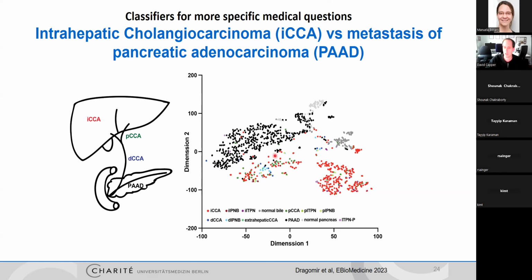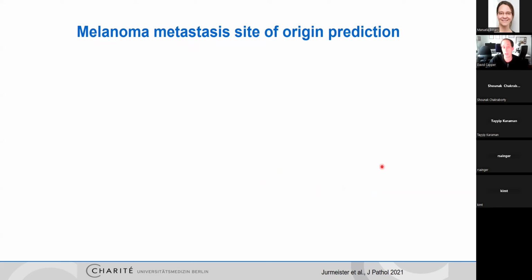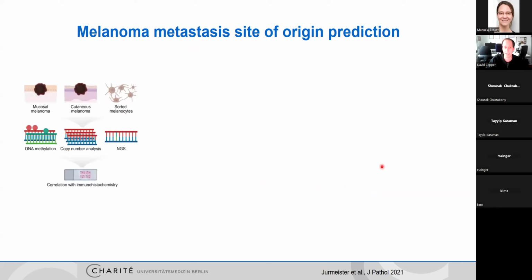Then we also looked into further things, and one is, for example, melanoma metastasis and site of origin prediction. Here we tried to generate a classifier that would allow us, if you have in particular a mucosal melanoma or a cutaneous melanoma, to determine where exactly this tumor comes from, and in particular for the mucosal melanomas, of which organ origin it is, because that can be very complex in a clinical setting. A cohort was brought together here, also again by Philipp Jurmeister, and as a surprise, maybe, we did not see any grouping according to location of the primary tumors.